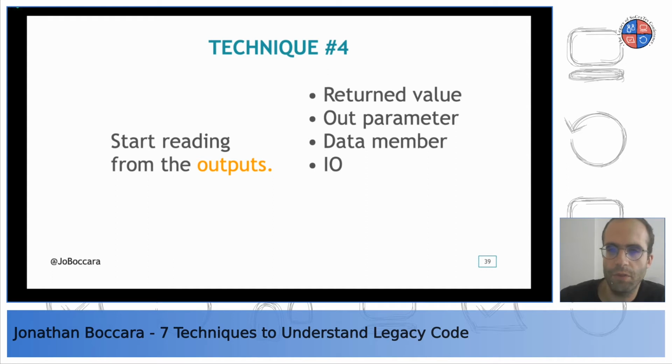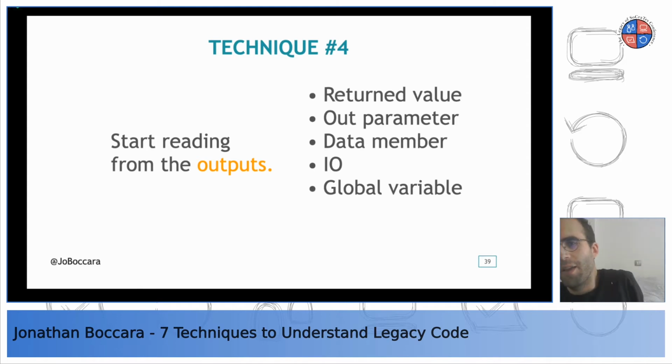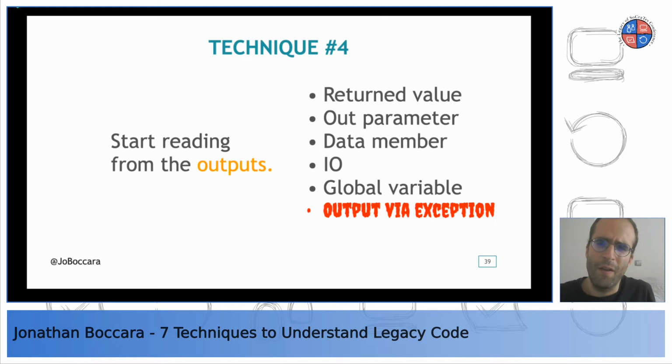A function can also change a global variable. Or even worse, a function can hack exceptions to return its output, which is disgusting. But the thing is, it happens. There is code out there that does all of those six ways to return a value. The point is that all those count as outputs.